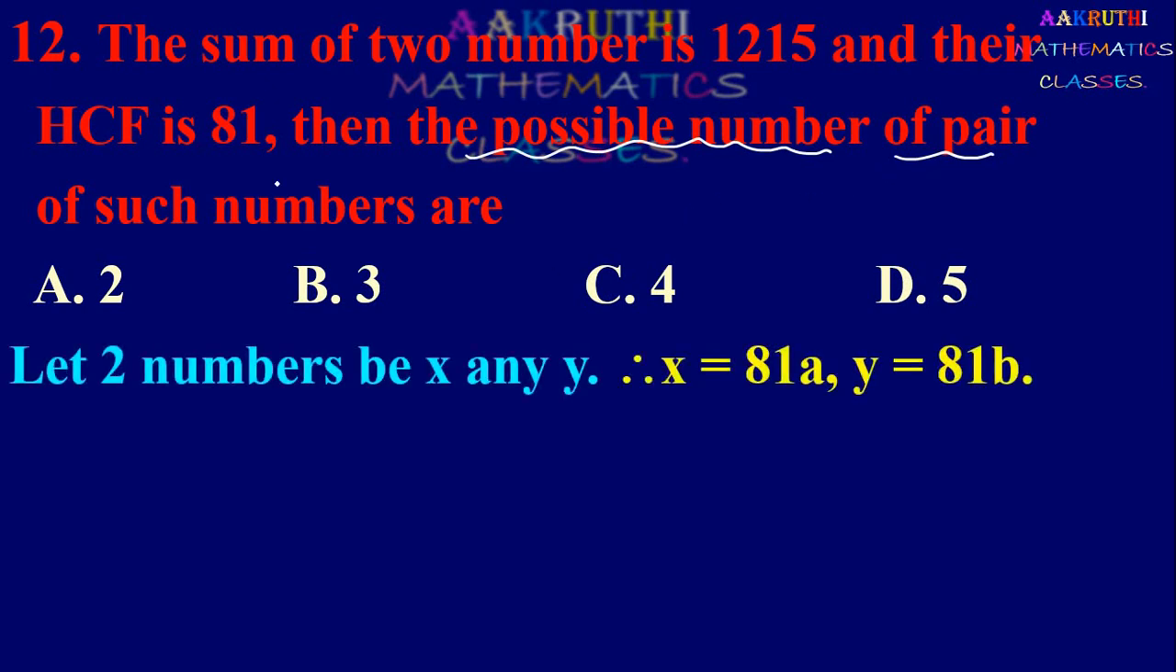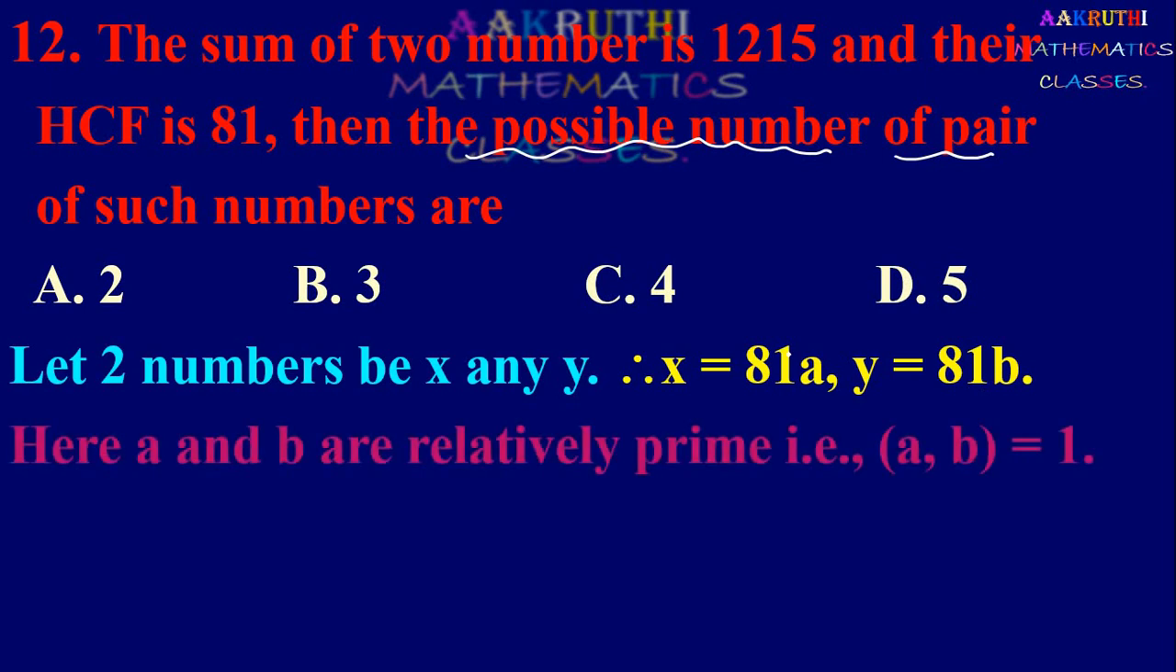So here it is given HCF is 81. So we take two numbers as x and y. Therefore x can be written as 81 into a and y can be written as 81 into b. And here important is a and b are relatively prime, so that is there is no common factor in a and b. So here HCF of a and b is 1. So here a and b are relatively prime.